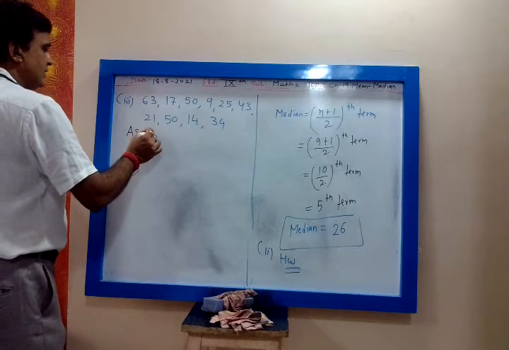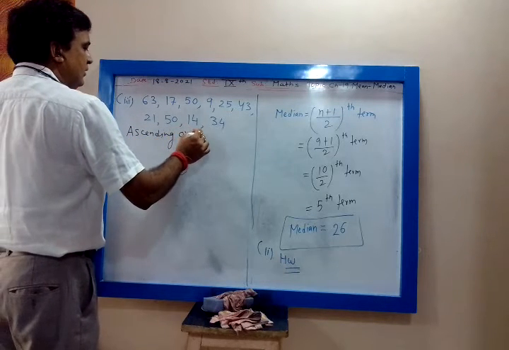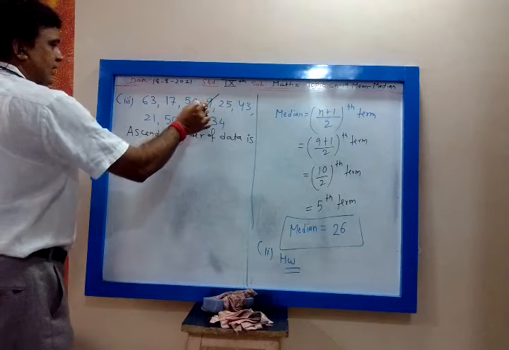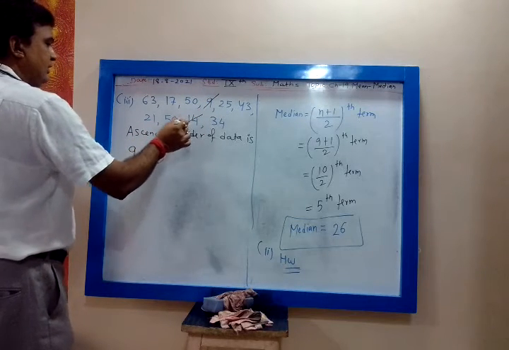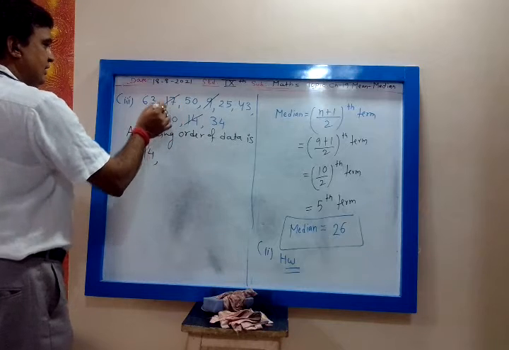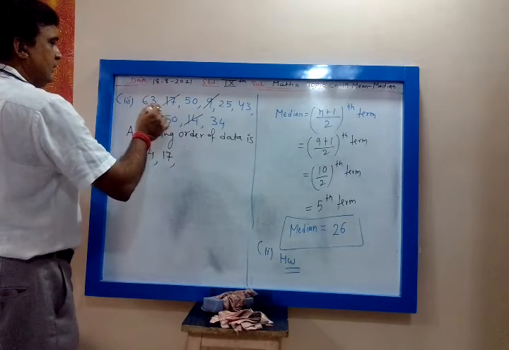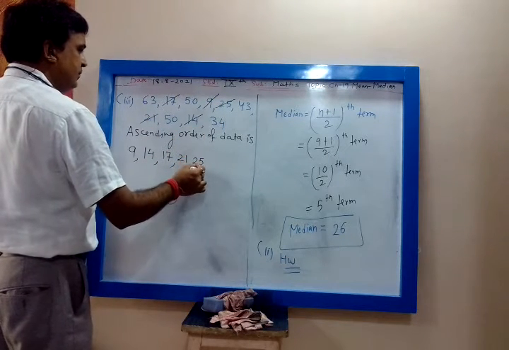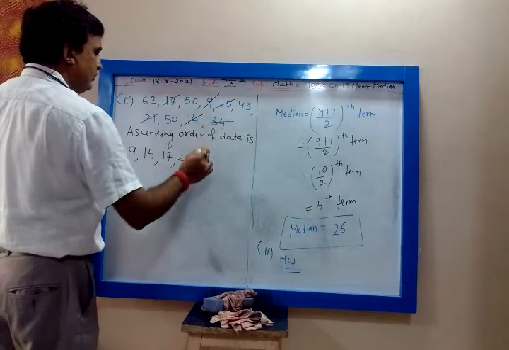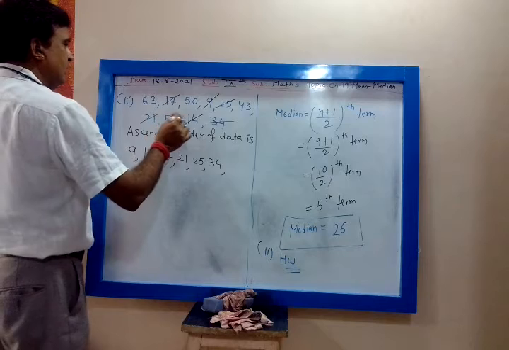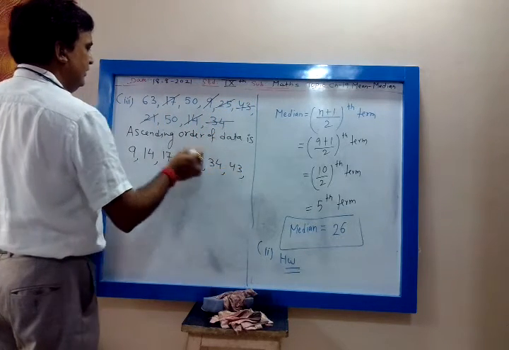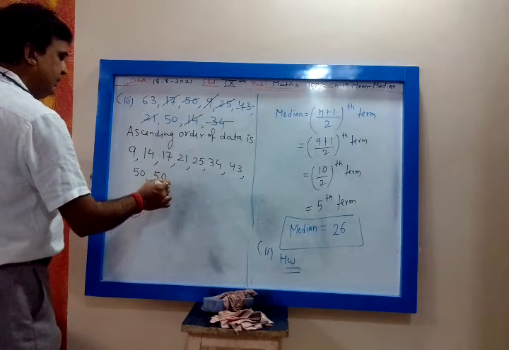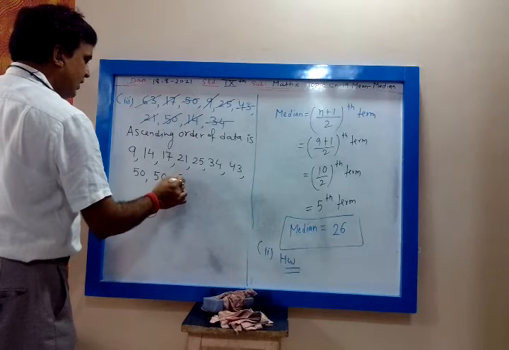Ascending order of the data is: 9, then 14, then 17, 21, then 25, 34, then 43, then 50, 50, 63.